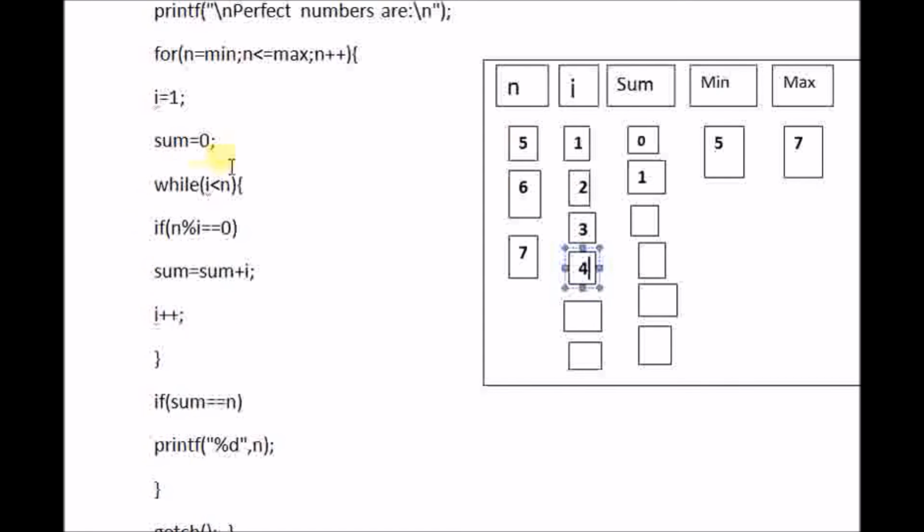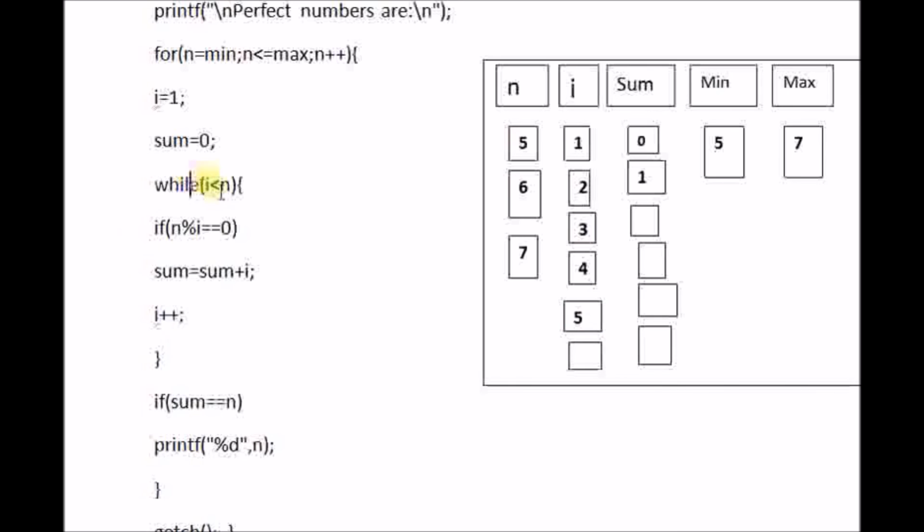Okay, move back to the while loop. Is 4 less than 7? Yes, the condition is true. Control goes inside. Is 7 divided by 4 equal to 0? No, the remainder is not 0. Once again the condition is false. This statement will not get executed and I gets incremented by 1.